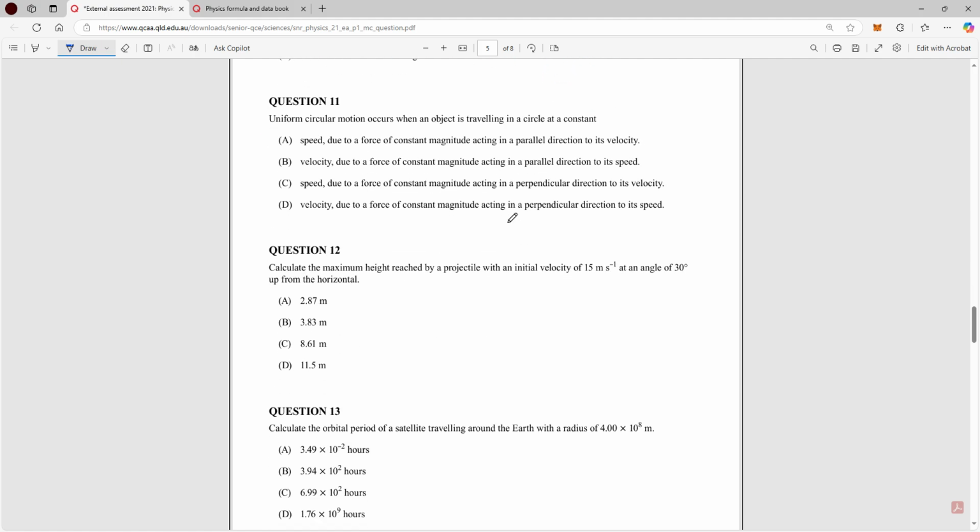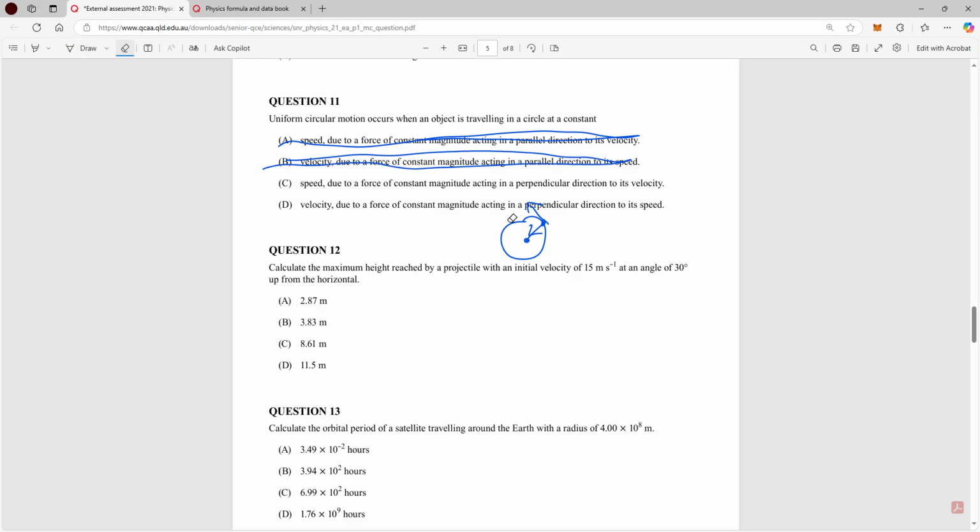Alright, question 11. Uniform circular motion occurs when an object is traveling in a circle with a constant, and we have a couple of things. So notice they have speed, velocity, etc. We just need to distinguish the difference between the two of them. So look at the back bit. The force of a constant magnitude acting parallel to the velocity. So if something's traveling in a circle, the force is center seeking and the velocity is perpendicular. So these top two are incorrect because they're saying the force is parallel to the velocity.